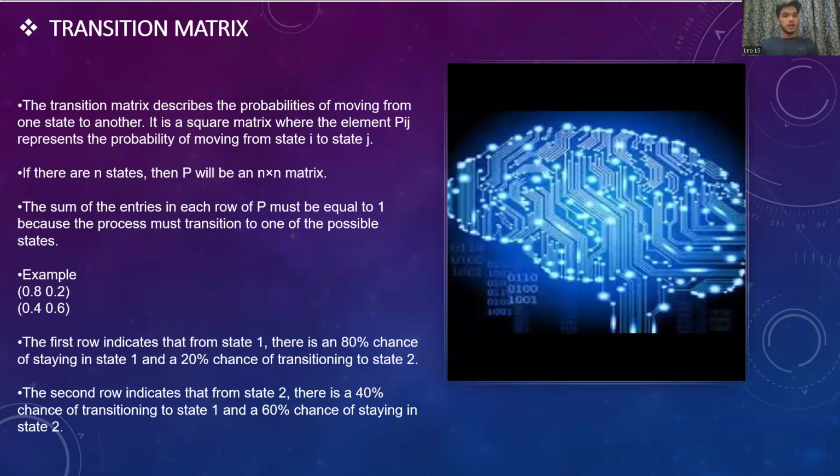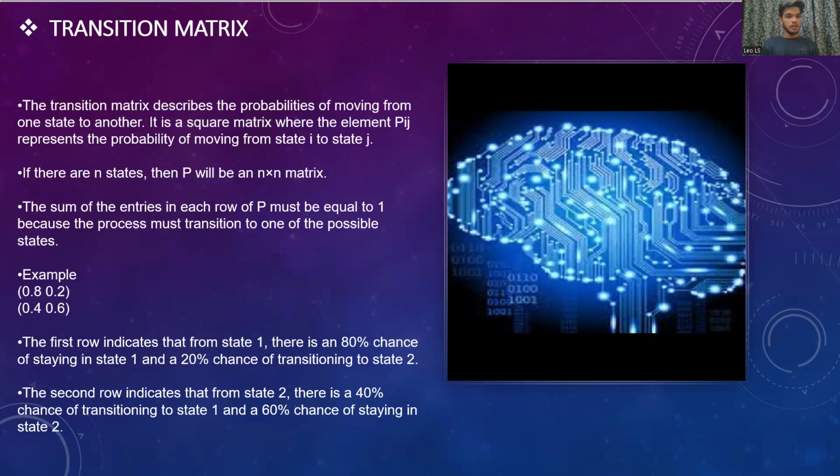Ergodic chains have unique steady state distributions. Transition matrix. The transition matrix describes the probabilities of moving from one state to another. It is a square matrix where the element Pij represents the probability of moving from state i to state j. If there are n states, then P will be an n by n matrix. The sum of the entries in each row of P must be equal to 1 because the process must transition to one of the possible states.